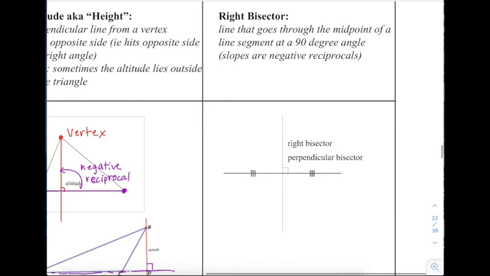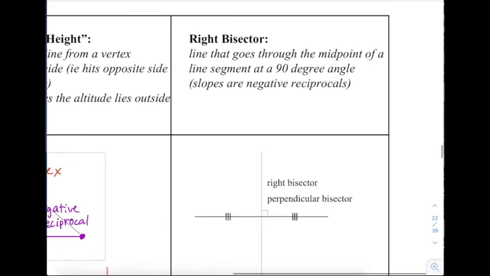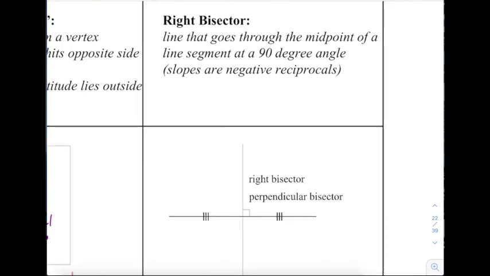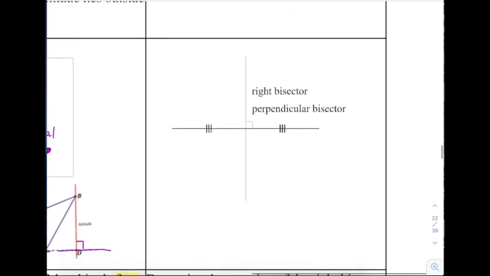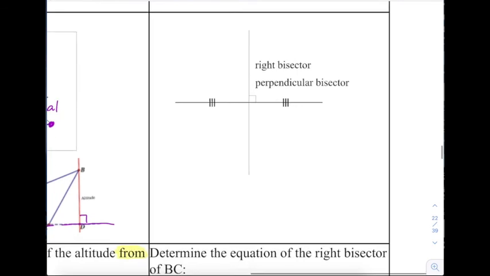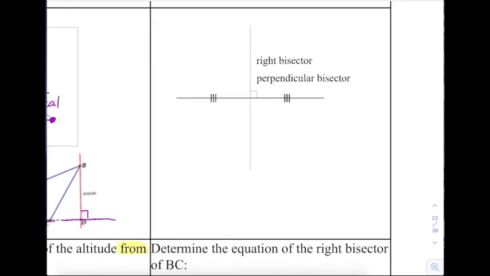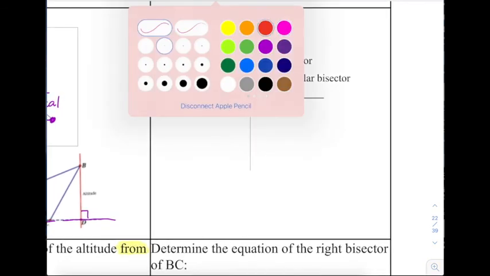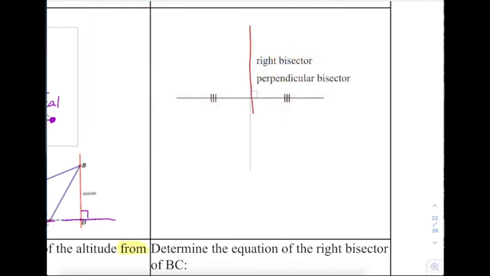Okay, remember, a right bisector, so we said perpendicular bisector. The definition's right in there in the name. Bisect means cut in half, exactly in half. And the right part means 90 degrees. So I have a picture of a right bisector here. And if this is the equation that I'm trying to find.